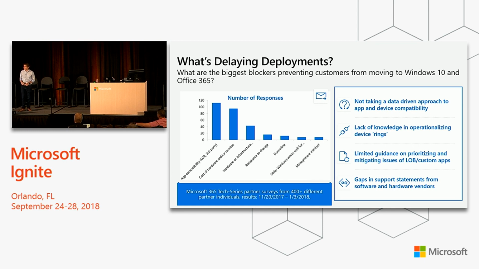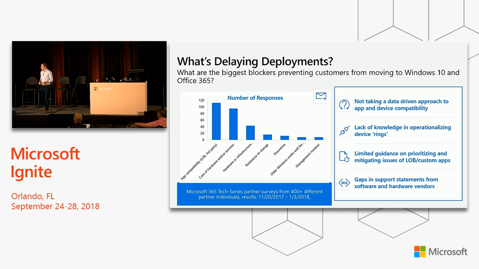The second piece is a lack of understanding in how to really operationalize device rings. So how do we do this phased rollout where I start with early adopters going first, and then I use the information coming back from those devices to inform the rest of my rollout? This is going to allow you to move quicker, but we're finding that there's just not a lot of understanding of how to best operationalize that model.